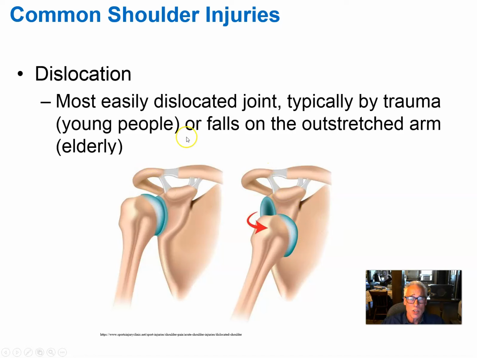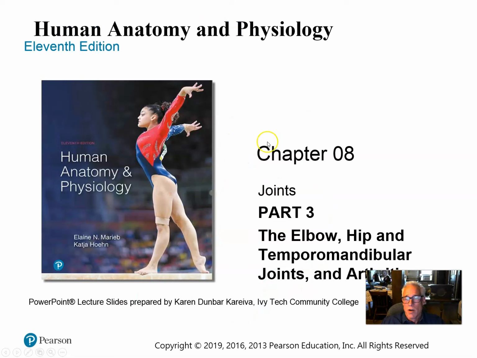So sports injuries involving falls at speed onto the outstretched arm or contact between bodies can cause dislocation of the humerus. So in our next section, we'll tackle the elbow joint, the hip joint, the temporomandibular joint, and also some more diseases, inflammatory diseases and other diseases of joints.